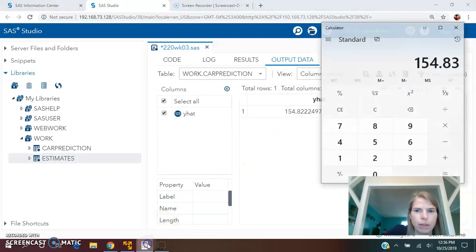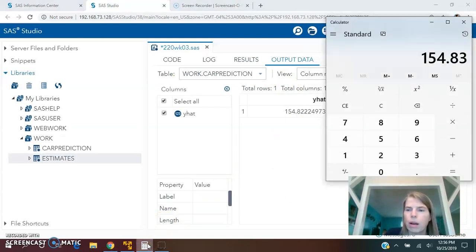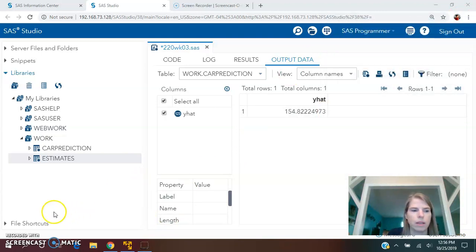154.822. Let's bring out the calculator. We did this by hand and got 154.83, so very close to what we get programmatically. And that concludes this video on the steps involved with linear regression.